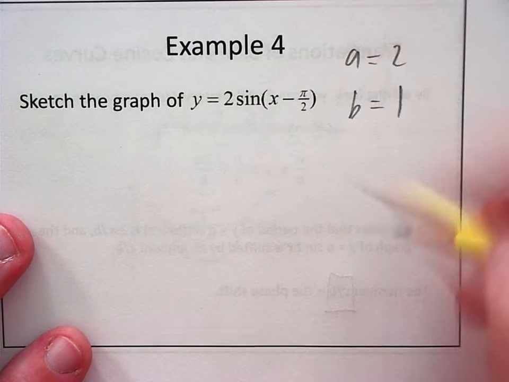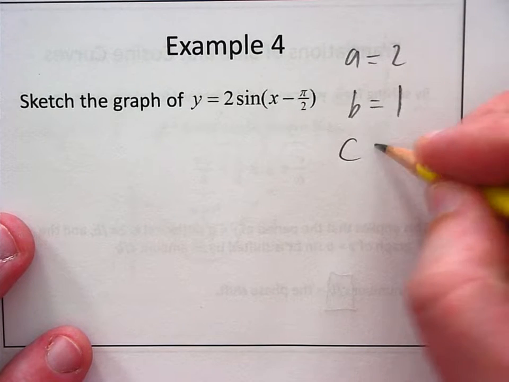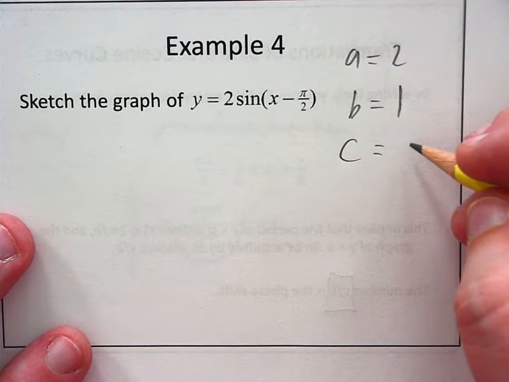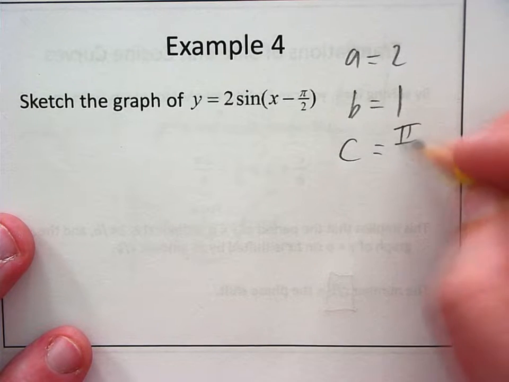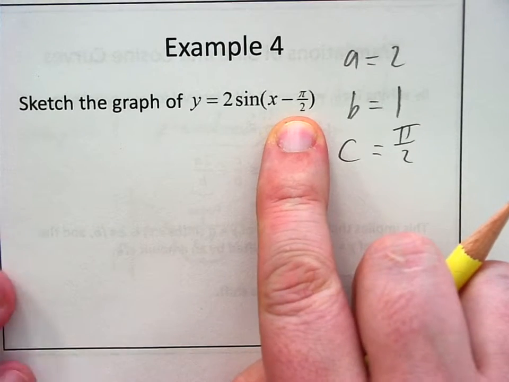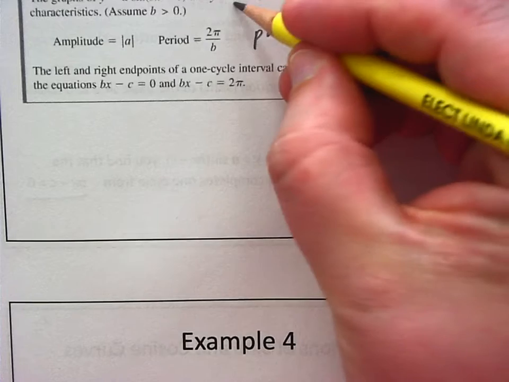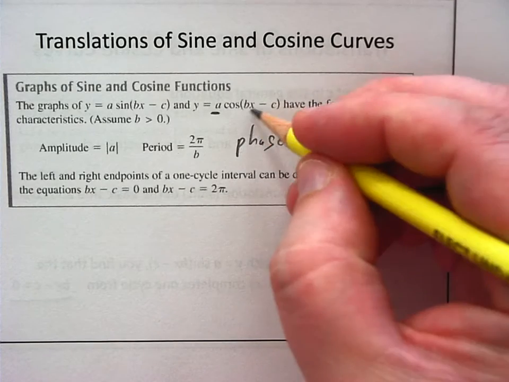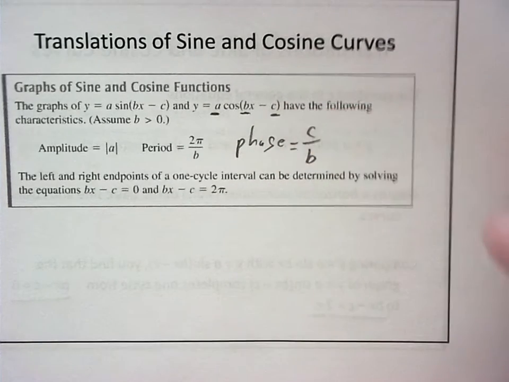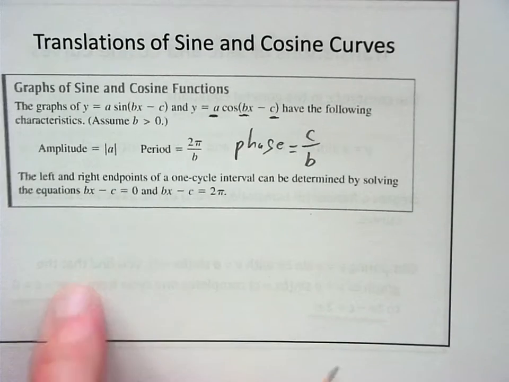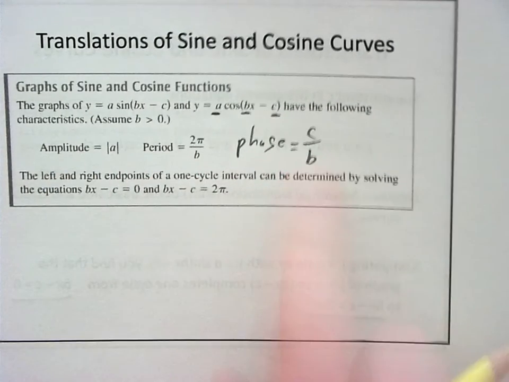1, it's just the number in front of x. C is pi over 2. C is the number that you're subtracting from x. See here, up here we have A, B, and C. Now I'm going to use those three things to find the amplitude, the period, and the phase shift.